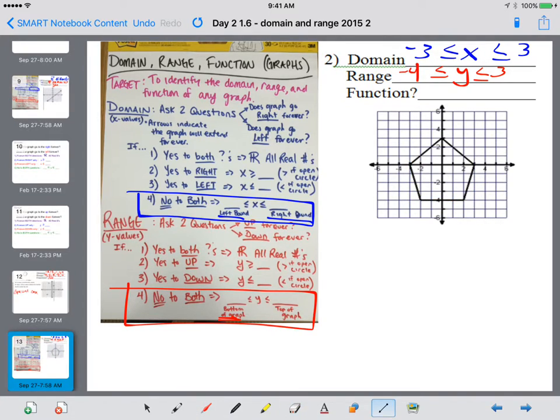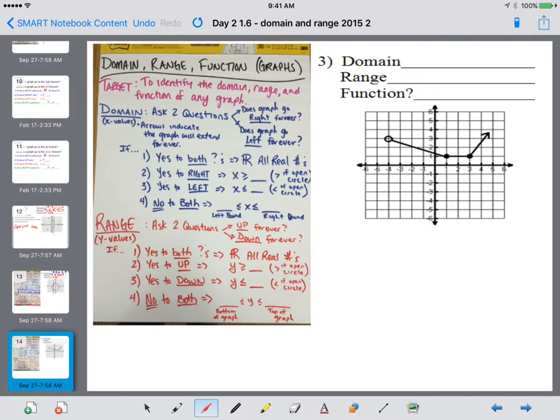Now we're looking for, is it a function? Well, if I draw a line right here, it's going to cross this graph here and here, so no, it is not a function. Let's check out number 3.